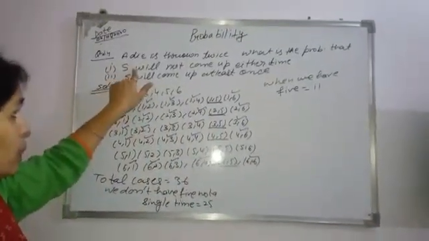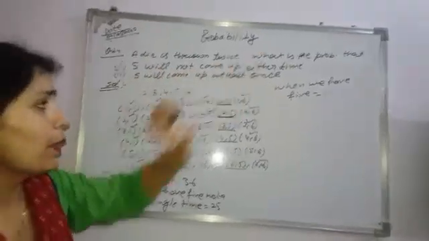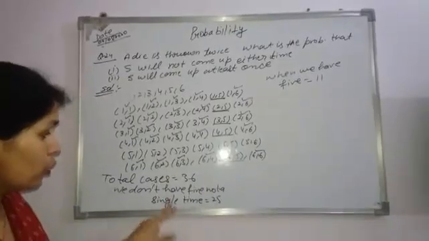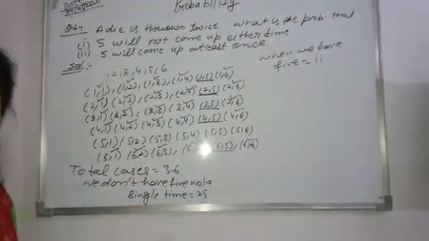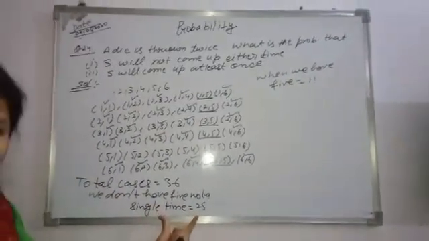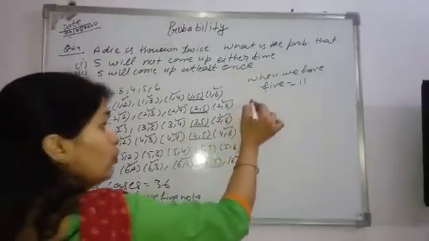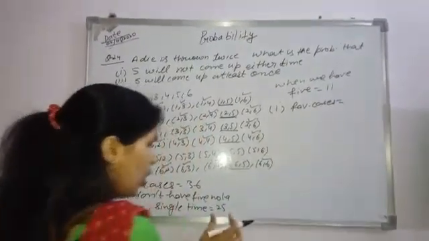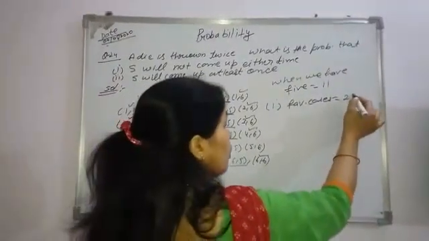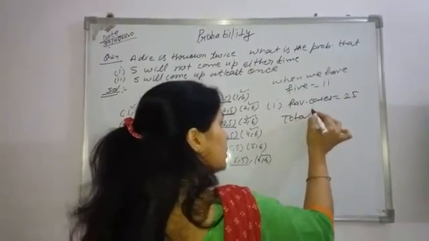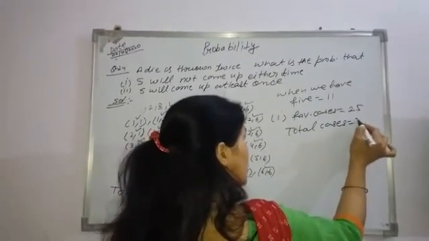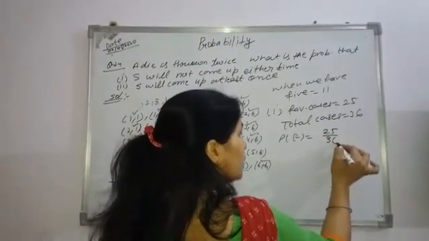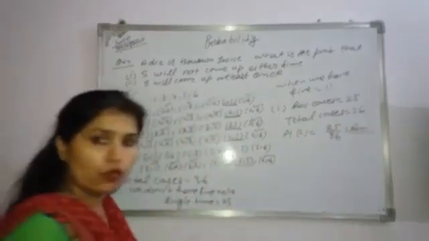According to our first part, 5 will not come up either time. Which cases are in our favor? Where we don't have 5 even a single time. So these cases are in our favor. These are our favorable cases for the first part. How many favorable cases do we have? 25. And total cases is equal to 36. So probability will be equal to 25 divided by 36. This will be the answer of our first part.